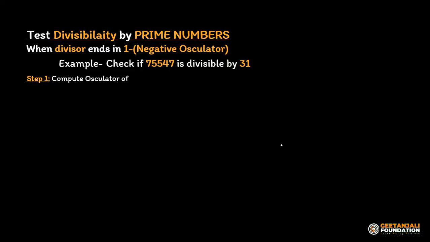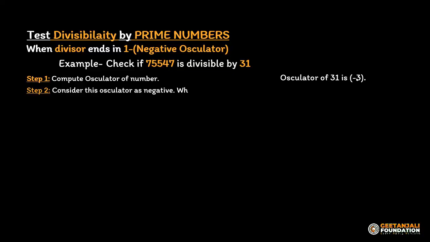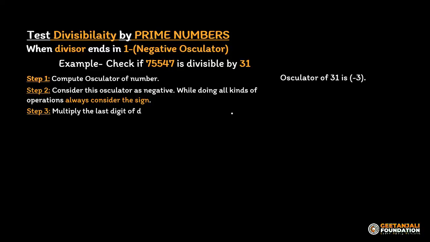So first step, we need to calculate its oscillator. The oscillator is going to be -3 because 31 ends in 1. We drop this 1, take this number 3, and its negative is going to be our oscillator. Then the steps which we had followed previously, we will follow the same steps considering the sign.